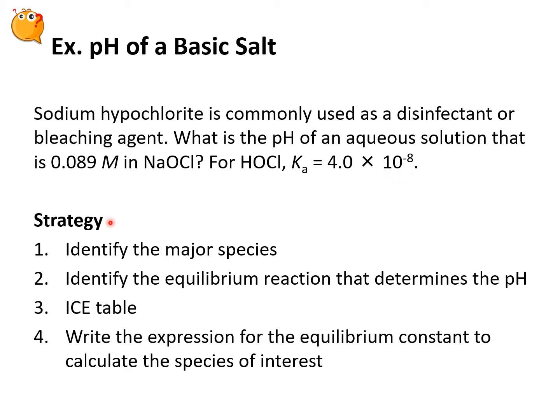The strategy for these questions is first to identify the major species in solution, next to write the equilibrium reaction for this acid-base reaction, then to write the ICE table, and then find the expression for the equilibrium constant so that we can calculate the species of interest.